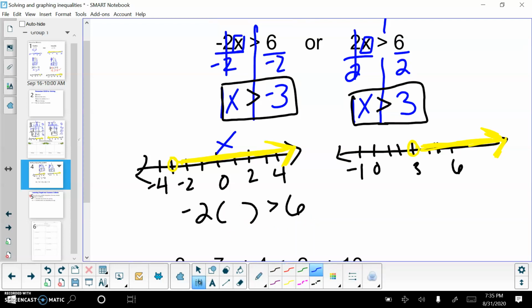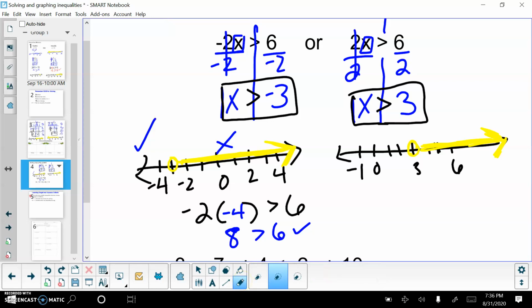Okay, what if I put in that -4? Because -4 is not greater than -3, it's actually less. The farther you go out down the left side, the smaller you get. And now we're going to multiply. A -2 times a -4 is a +8. And yes, 8 is greater than 6. It worked if it was on that side. So my graph is wrong.